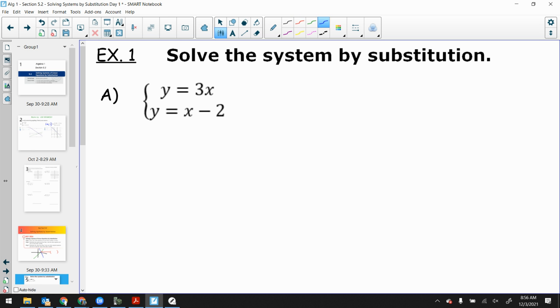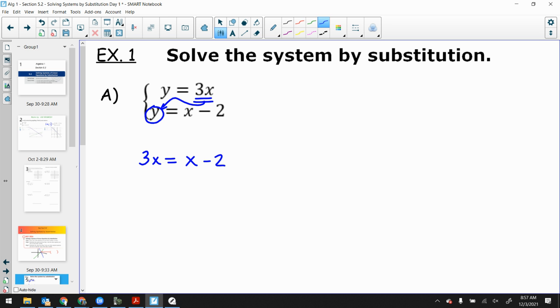So what I'm going to do here is look at my two equations. I've got y equals 3x, right? Now, I can say that y is equivalent to 3x. So I'm going to take this 3x, and in the other equation, I'm going to remove y, and in its place, write something equivalent. Well, what is equivalent to y? 3x. So that's going to go in its place. It was y is equal to x minus 2. And so I'm going to, in y's place, write 3x. So it's 3x equals x minus 2.